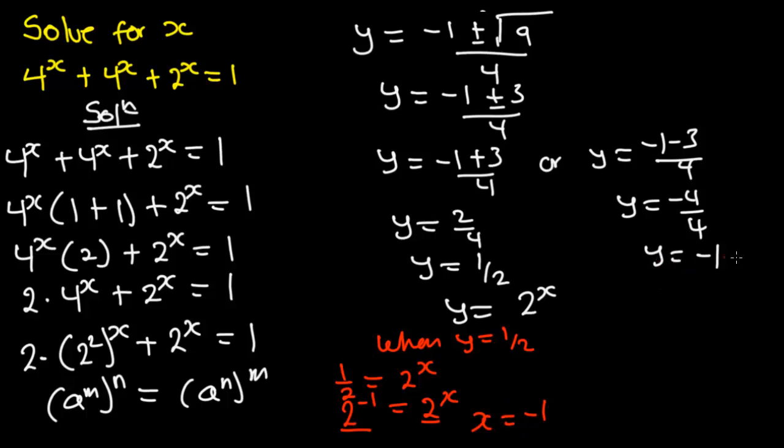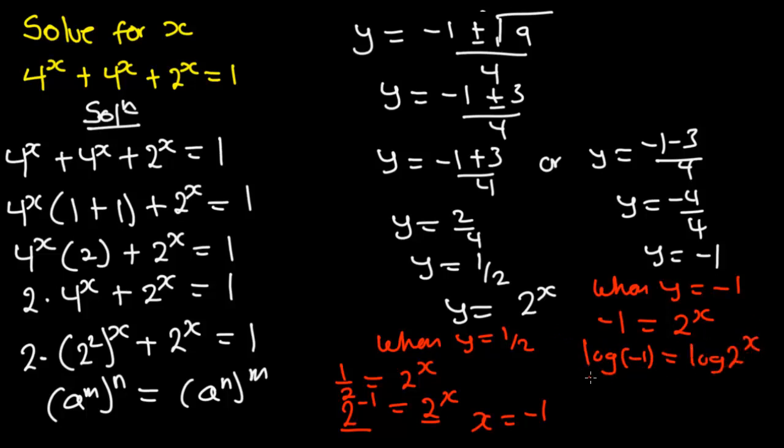Now let's consider when y is equal to negative 1. So when y is equal to negative 1, we have negative 1 equal to 2 to the power x. To get x, we need to take log of both sides. We have log of negative 1 is equal to log of 2 to the power x. Now log of negative numbers is not defined, and so we are going to rule out this answer, and so our answer is x is equal to negative 1. Now let's check and see if it will satisfy the equation.